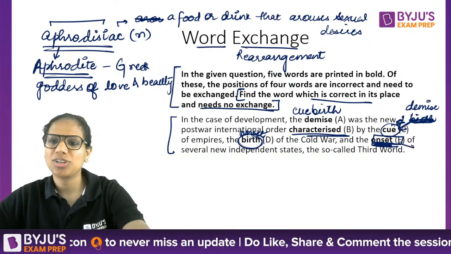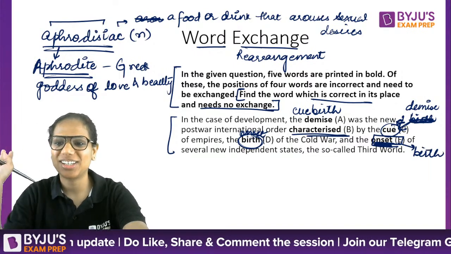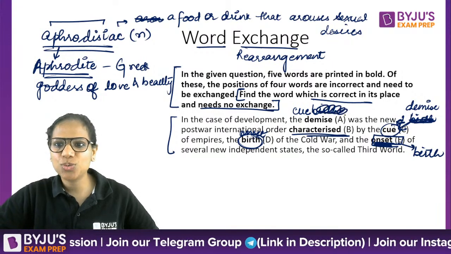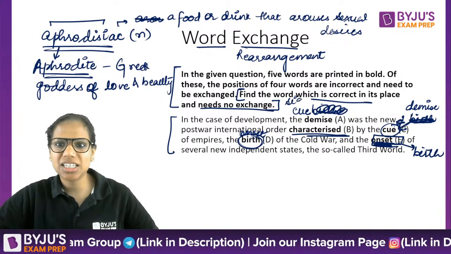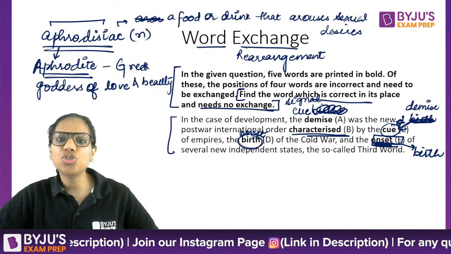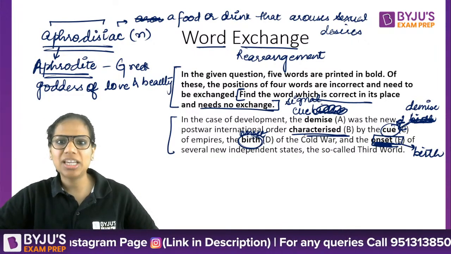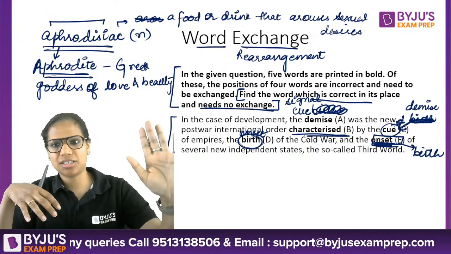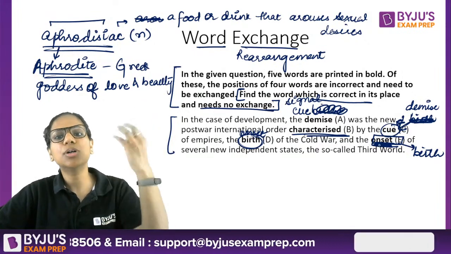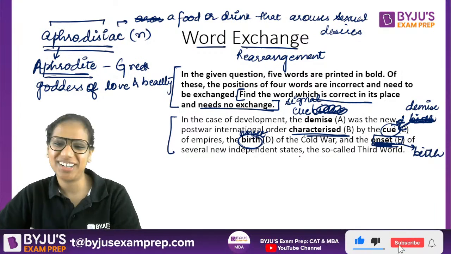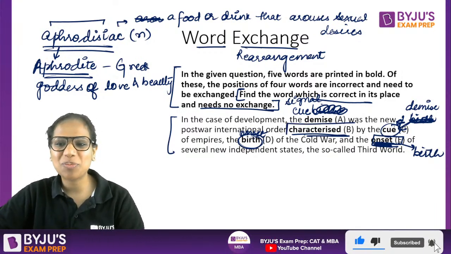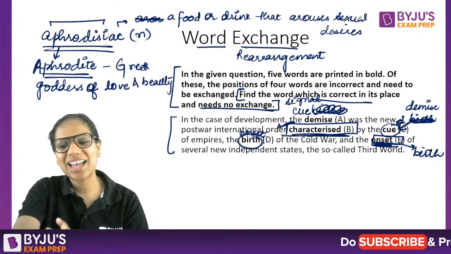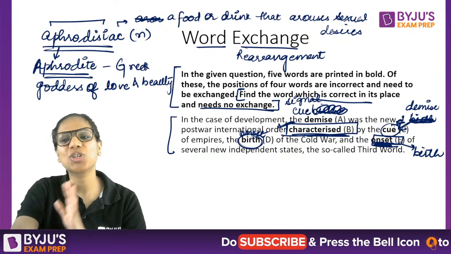Okay, birth comes here. All right. So I got confused there for a bit. In the case of development, the signal was the new post-war international order characterized by the demise of empires, the onset of the Cold War. So a war starts, right? So the onset of the Cold War and the birth, a lot of independent states were born, right? The so-called Third World. So I just remembered the correct answer, which is B. I somehow forgot the arrangement. Anyway, in the exam, you also have to focus on the correct one, which is B.